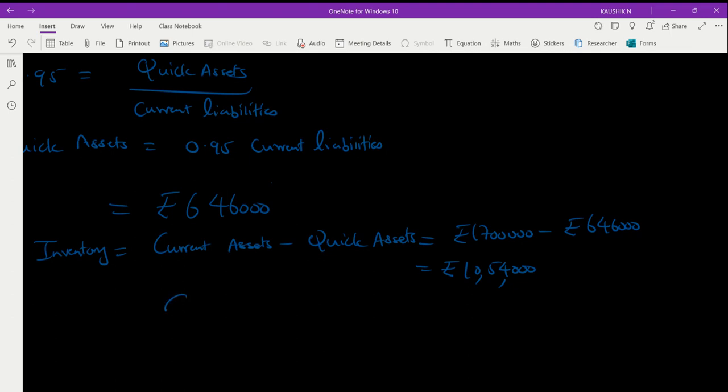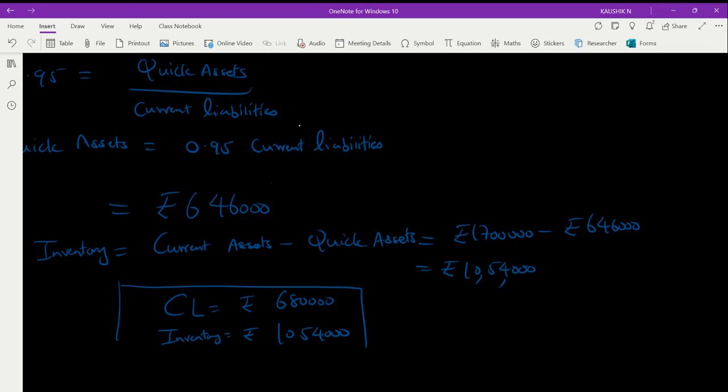So finally you can write: your current liability value is rupees 6 lakhs and 80,000, and your inventory value is rupees 10 lakhs and 54,000. This is your final answer for this question.